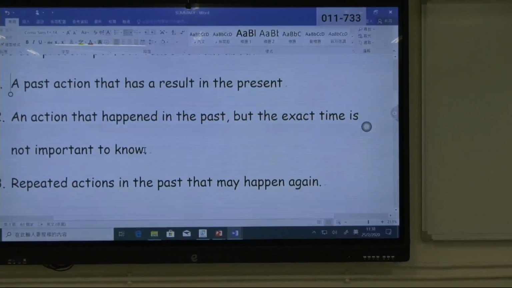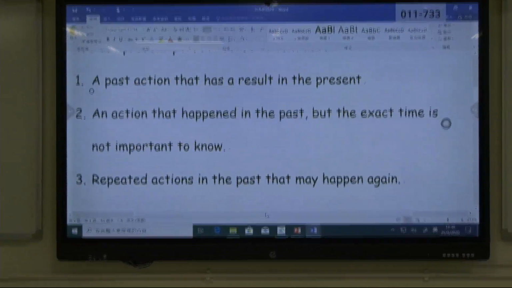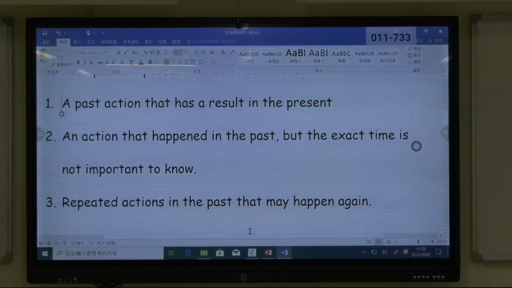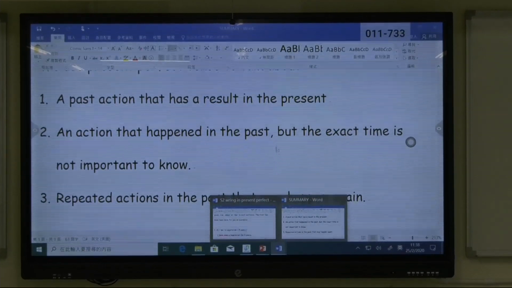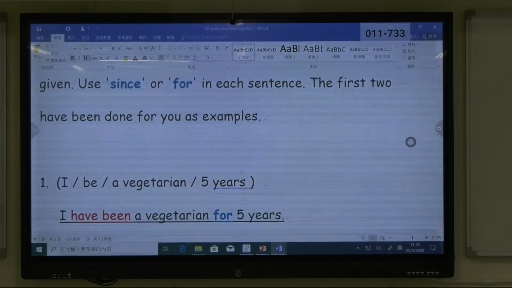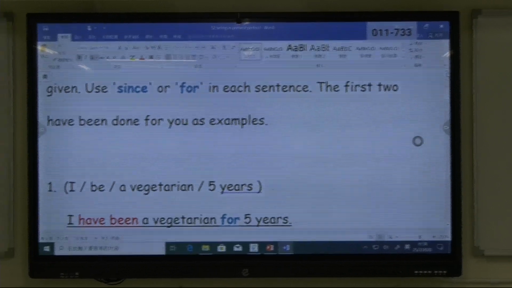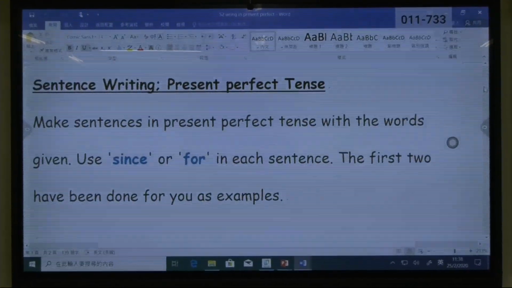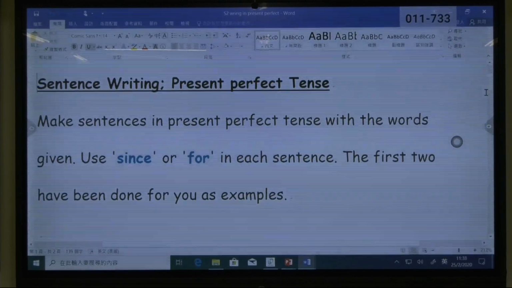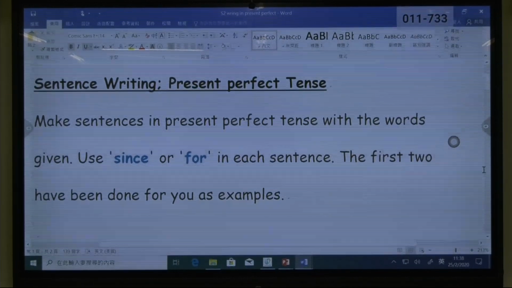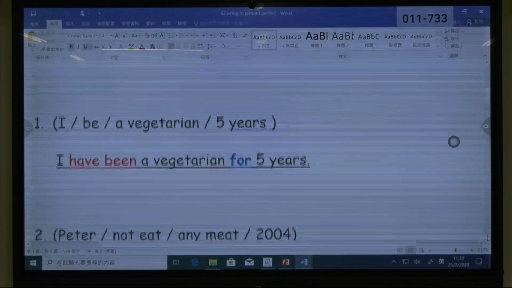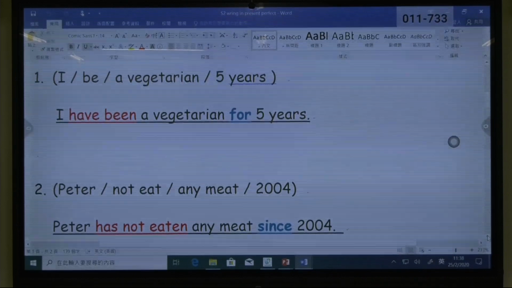And now everybody, I'd like you to do a sentence writing task in your Google Classroom. Let me show you the exercise. You are required to do it at home today and hand it in this week. Okay. I'd like you to make sentences in present perfect tense with the words given and use since or for in each sentence. The first two have been done for you as examples.